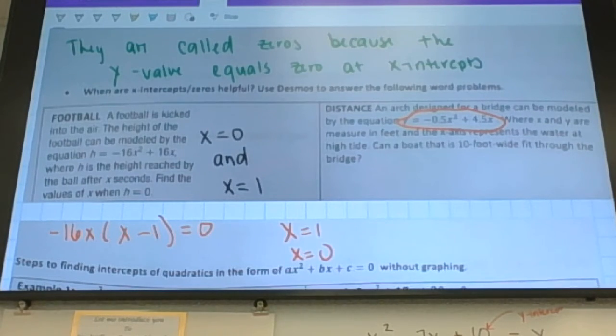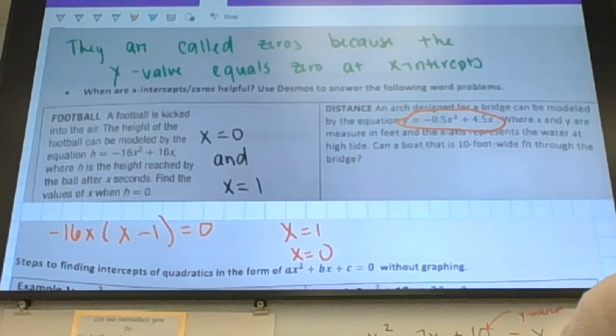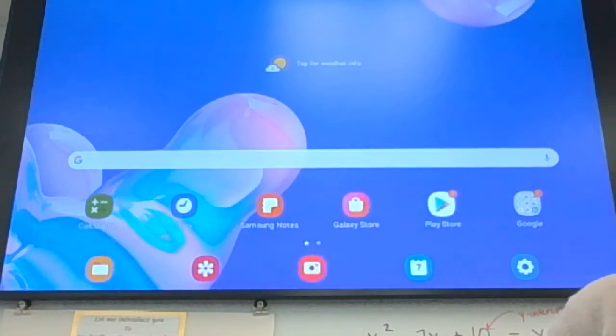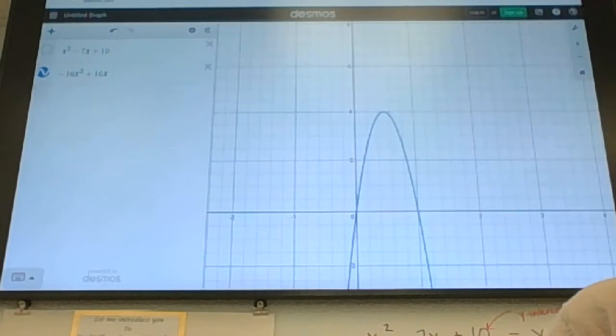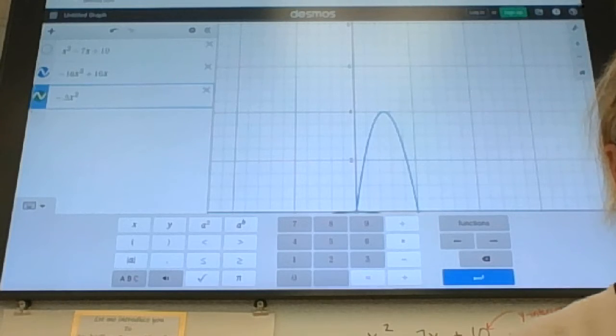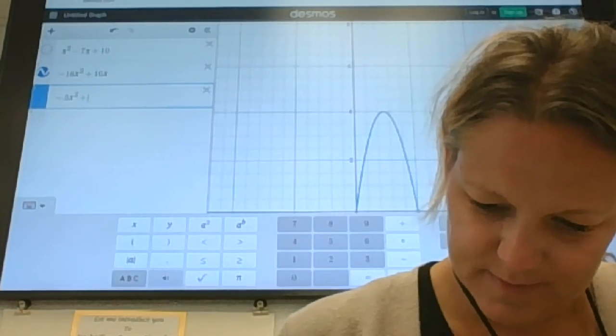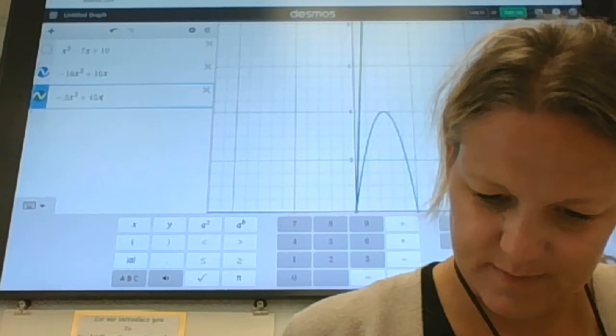Can a 10-foot wide boat fit in? It's negative 0.5x squared plus whatever here. Were you able to enter it, Tony? Yes. That is not a very tiny curve.